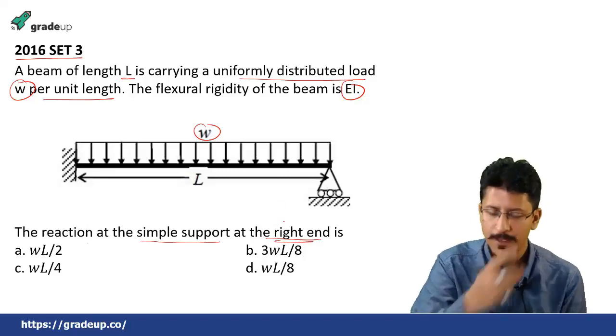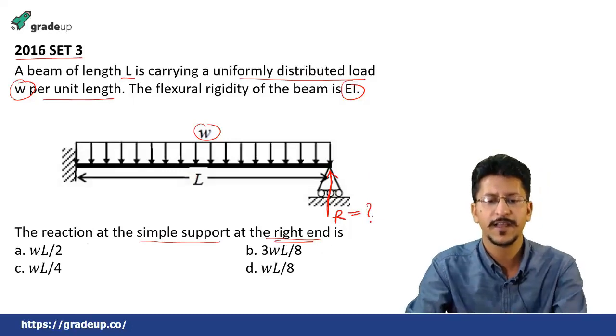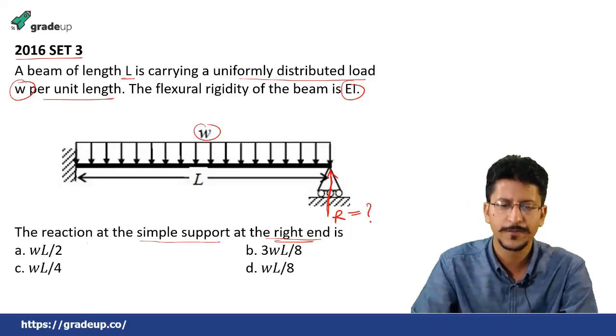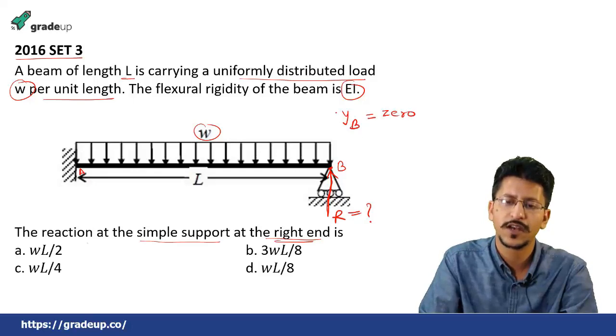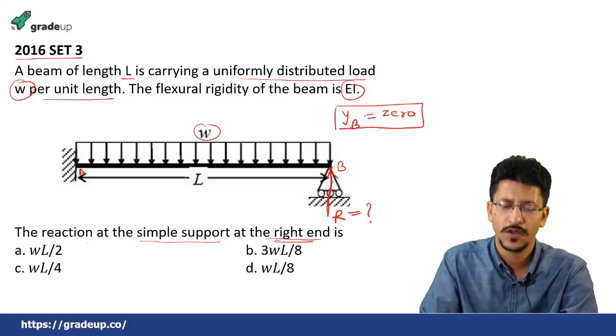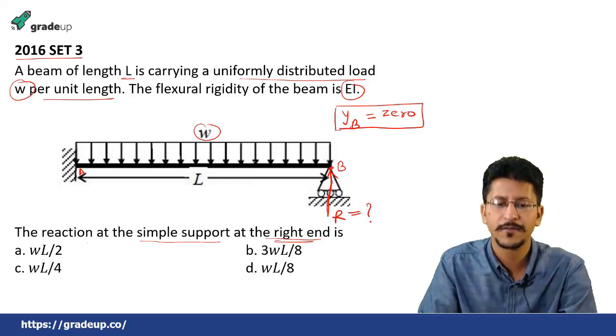Okay, this is the UDL. If we take this reaction as R, which we have to find out, this R is the only thing we have to find. Now you see one thing. Because of this load, at this support this beam will not go down. If you write this as point A and this as point B, the deflection at B will be equal to 0. The total deflection at B will be 0. The point will tend to deflect downward by the UDL and upward by this reaction.